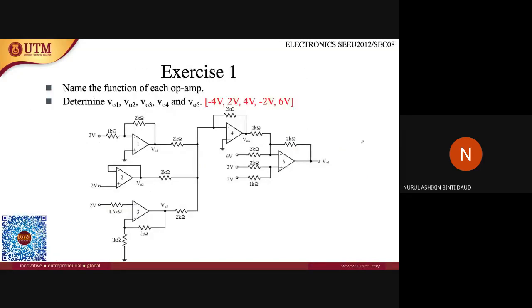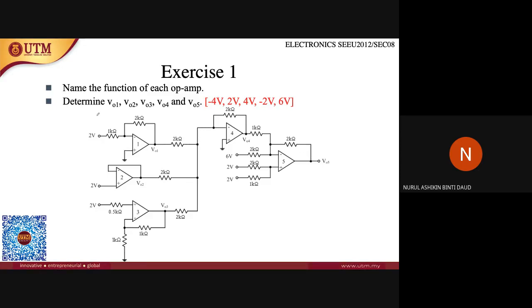Okay, so this is exercise 1. Exercise 1: name the function of each op amp. So the function of each op amp. For this kind of op amp, I need to delete this first. It will be very complicated. It is purposely made complicated to make you confused, but the basic is the same as the previous one.